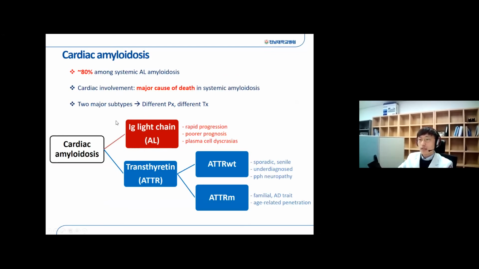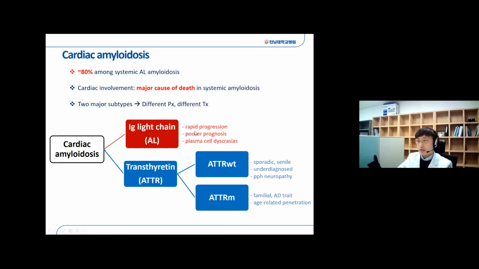They are classified according to the protein which is accumulated. So the first one is AL type, which is caused by the accumulation of immunoglobulin light chain, and the other is ATTR type, which is caused by the accumulation of amyloid fibrils made of transthyretin.